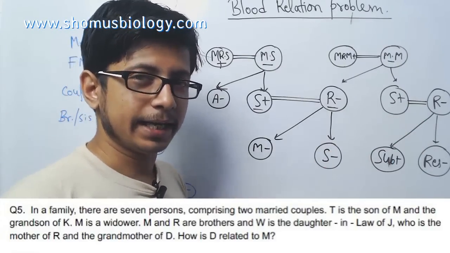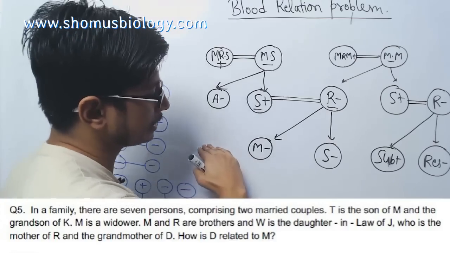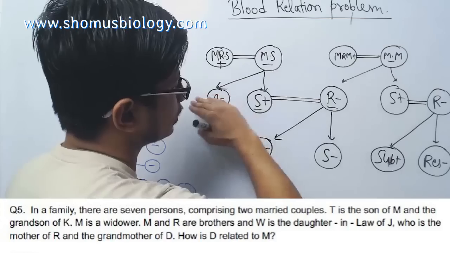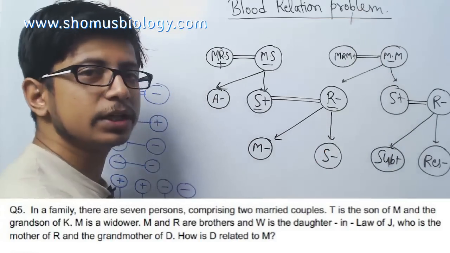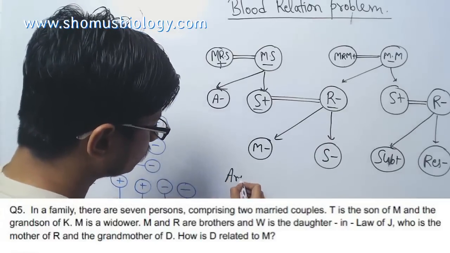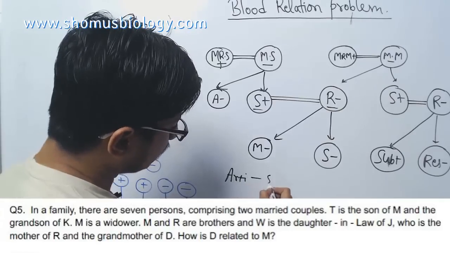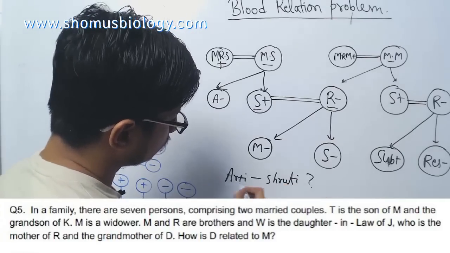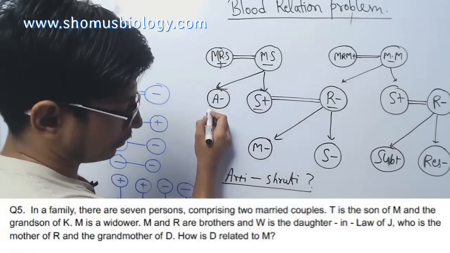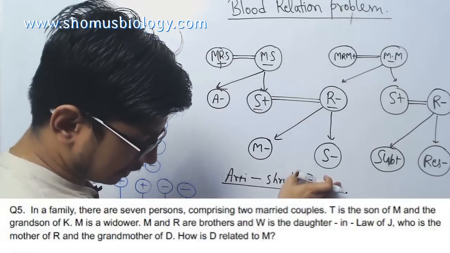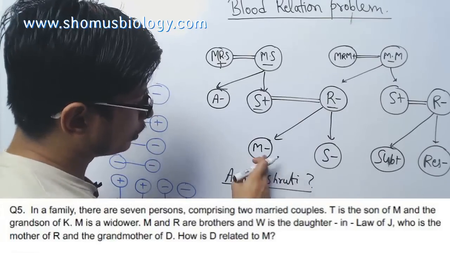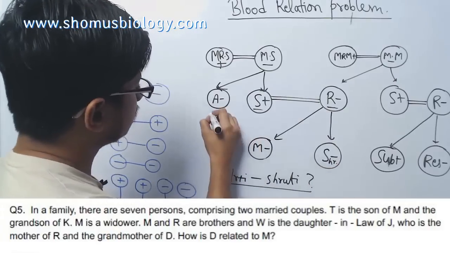Once you do that, the interpretation will be really easy, because we know this is the first generation, this is the second generation and the third. So you can easily form the answer. Now the question is how Aarti is related with Shruti. So I know this is Aarti, and I hope this is Shruti, Mukti and Shruti. So this is Shruti, this is Aarti.